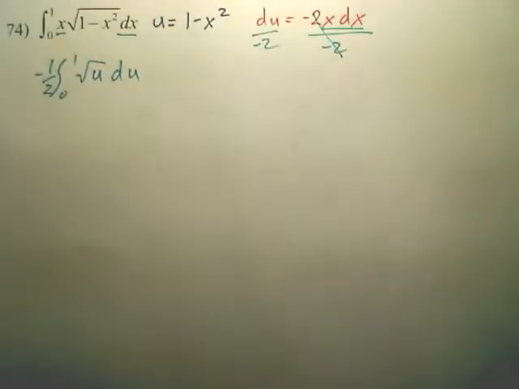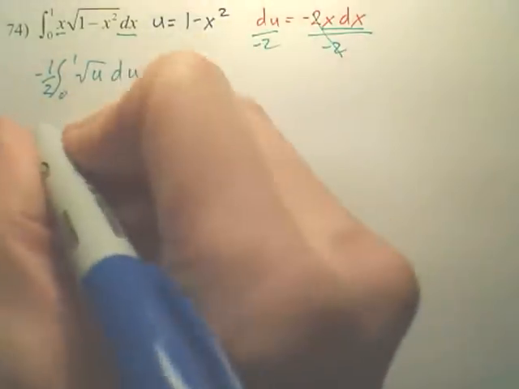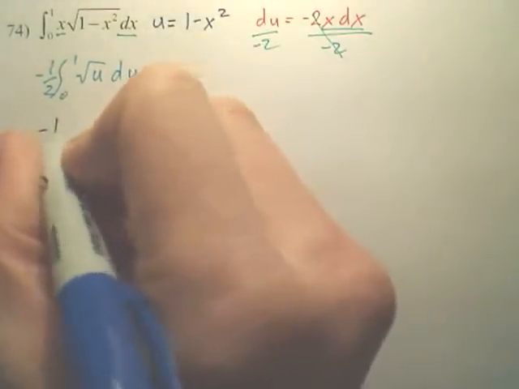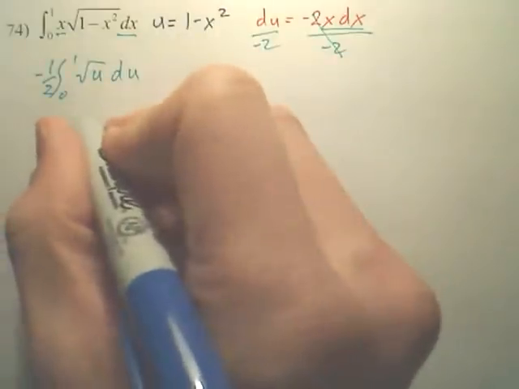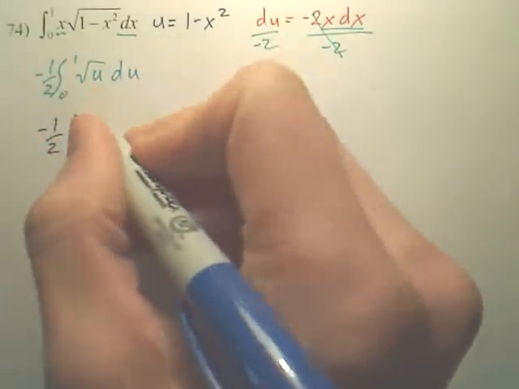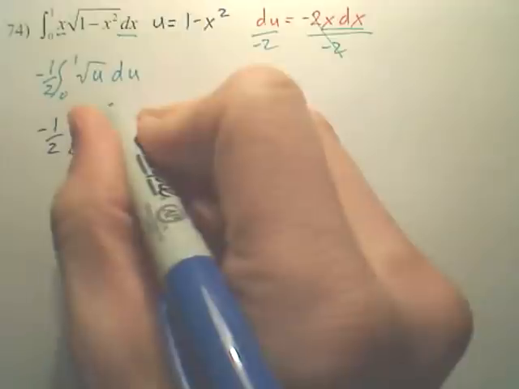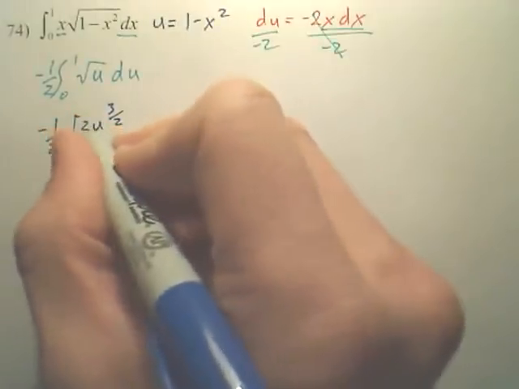Okay, so there's two ways of doing it. You can either solve it with your u's or plug your u back in when you're done. I'm going to solve it with the u's. So keep the negative 1/2 out front. U to the 1/2 would be u to the 3 over 2. This would be 2/3.